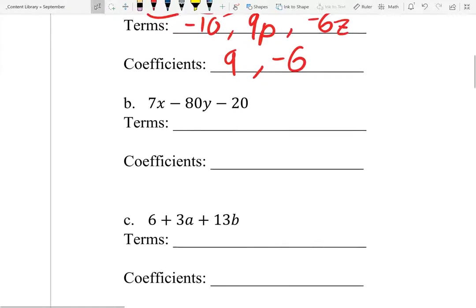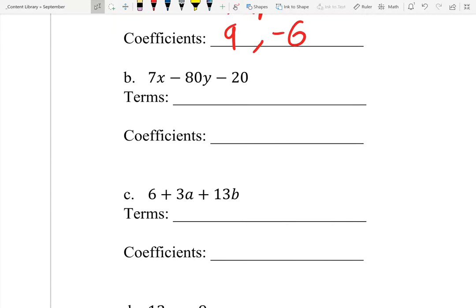I'll do B, and then I'll skip a few of these because they're all basically the same thing. I don't need to do the whole set. If you can understand the first one, you can understand pretty much all of them. But we'll do one more just for practice. So B has, again, three terms. You have 7x, it's a positive. You have negative 80y. And you have negative 20 as your three terms.